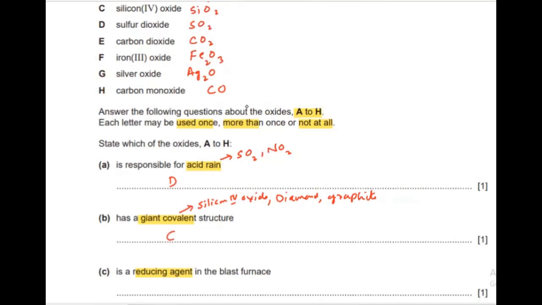Then, is a reducing agent in the blast furnace. There are two types of reducing agent in the blast furnace: carbon monoxide and carbon. Carbon monoxide is the gaseous reducing agent and carbon is the solid reducing agent. So just look at the list. Carbon monoxide is there, so carbon monoxide is H, so H is the answer.